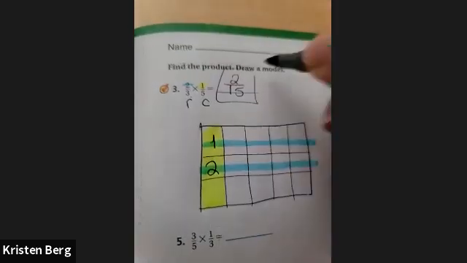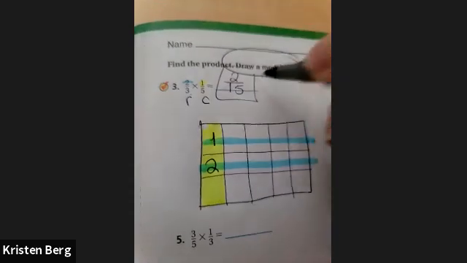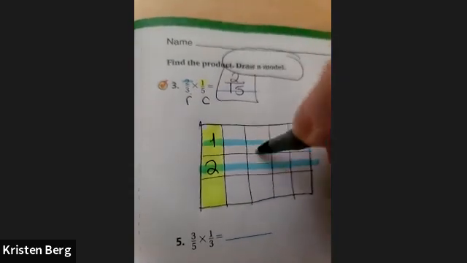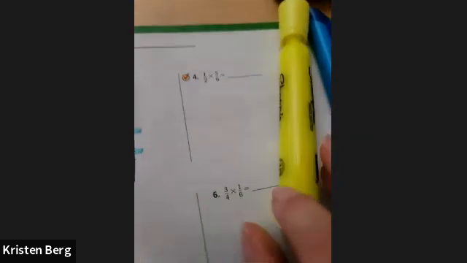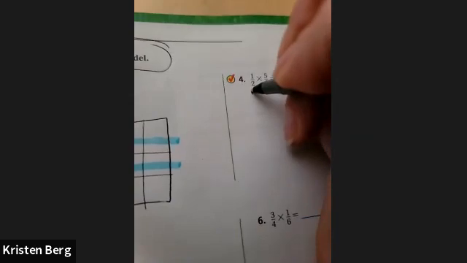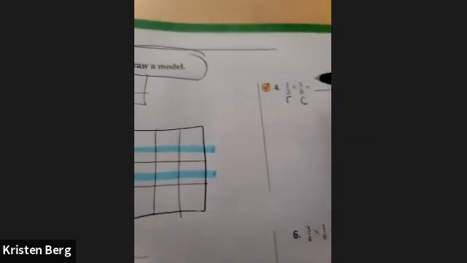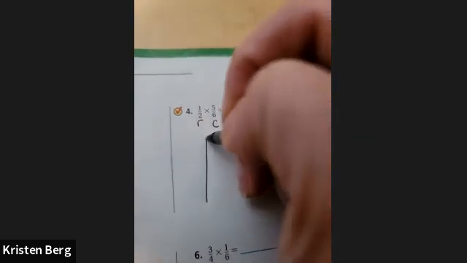But again, I don't just want the answer, I want the model too. So that is that. Here is the next one. Again, this is rows versus columns. So to do this, I'm going to make a big rectangle.